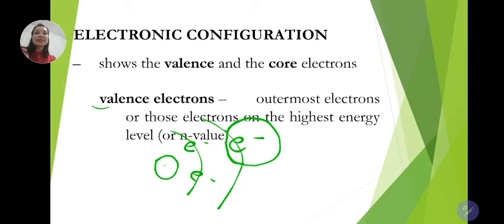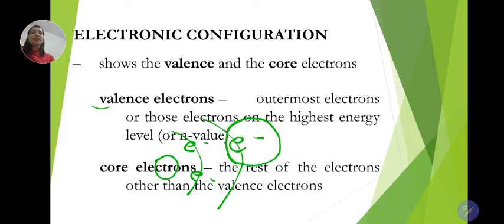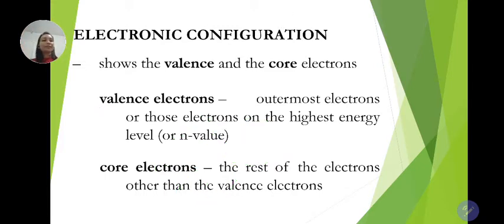Yung valence, nasa labas siya. And for our core electrons, it is the rest of the electrons other than the valence electrons. So, if these are our valence electrons, yung nasa labas, this means that itong nasa loob, yung tinatawag na our core electrons. So, please, pakitandaan valence electrons and core electrons.